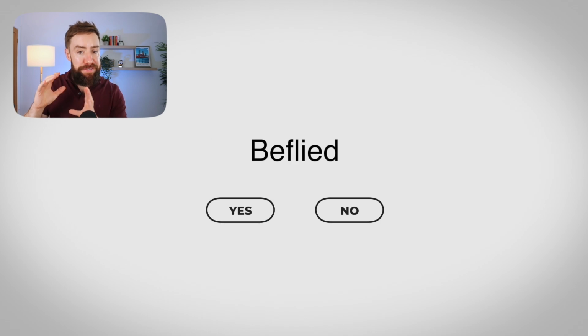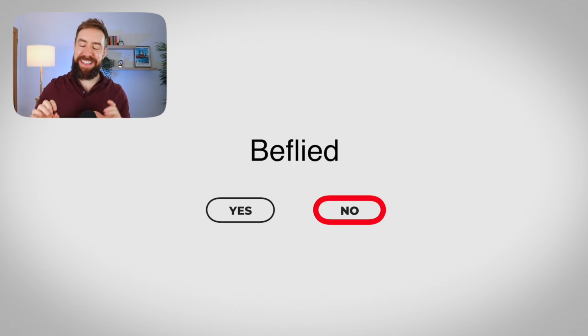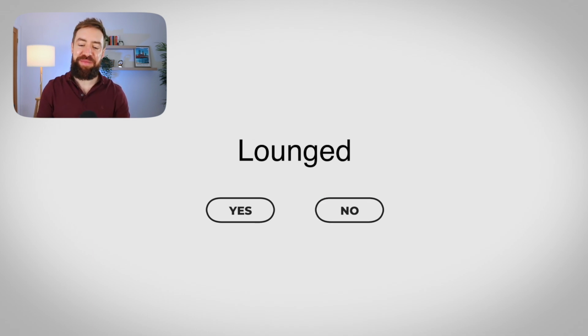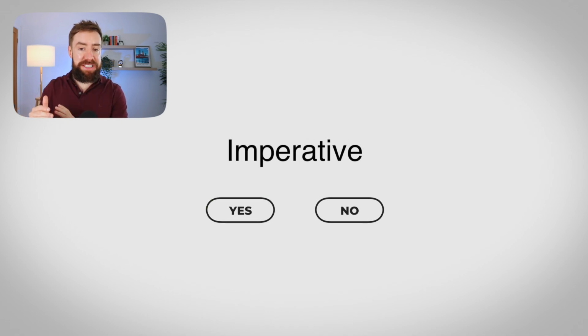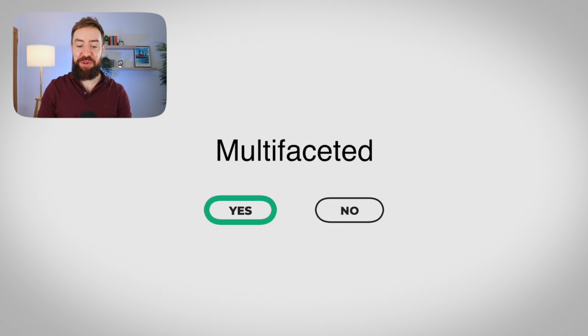Number 6, beflied. Not right. That's not real. There is a word belied, which doesn't have an F, but this one, beflied, is not real. 7, lounged. Yes, that is real, like lying back in a very lazy way. Number 8 was excelled. That one is true. That's a real one. That means you did something very well, the past tense. 9, imperative. Yes, that means something's very important. 10, multifaceted. Also a real word.